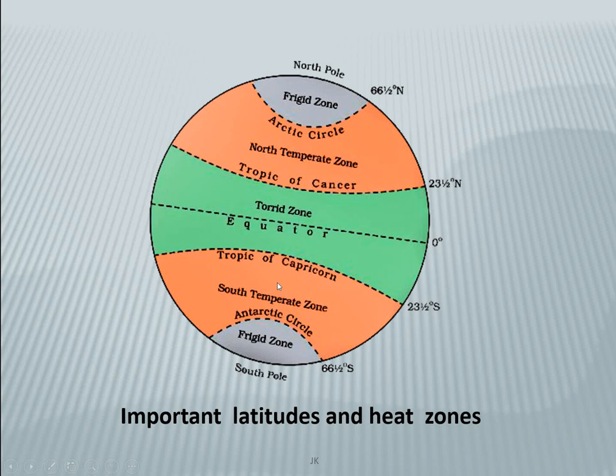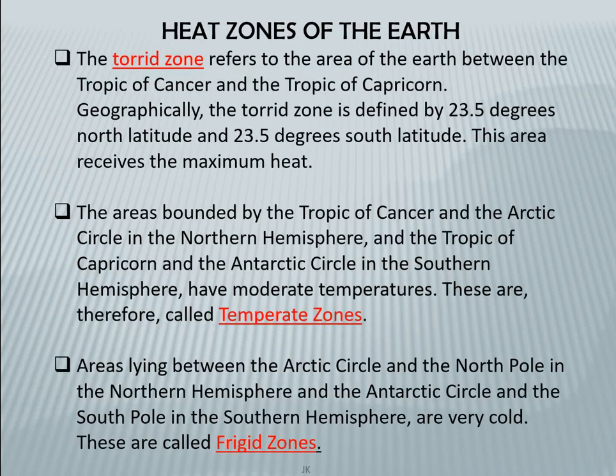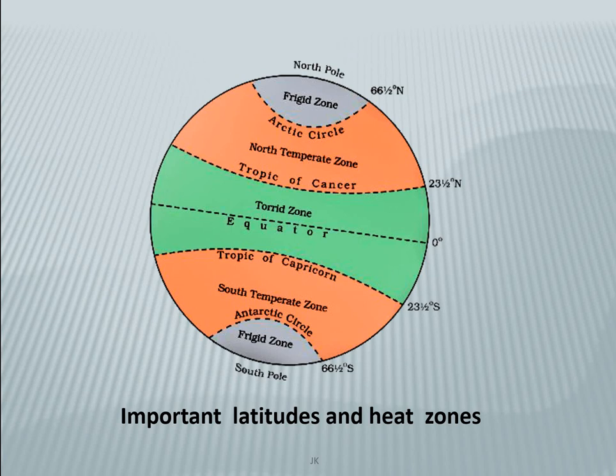And I already told you about the North Pole and South Pole. So what are heat zones? I told you these are the important parallels of latitude along with the equator, North Pole and South Pole, Tropic of Cancer, Tropic of Capricorn, Arctic Circle and Antarctic Circle. So Earth has been divided into various heat zones. Here you can see the green part, right? From the equator, which is at 0 degree latitude, to the Tropic of Cancer in the north and the Tropic of Capricorn in the south, which covers the latitudes from 23.5 degrees north to 23.5 degrees south, is called the torrid zone.